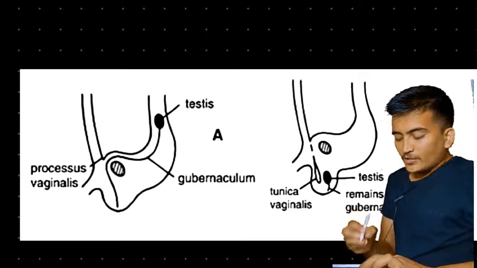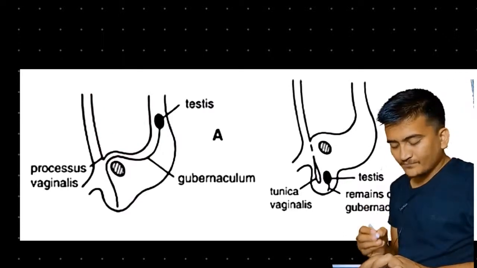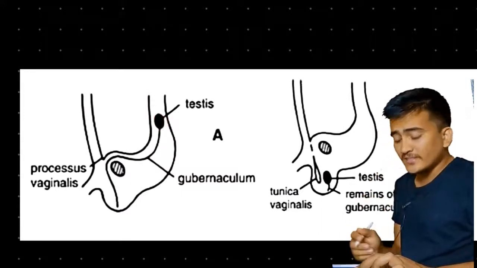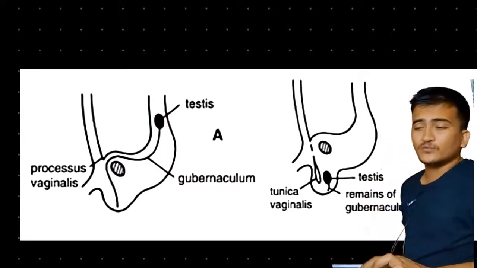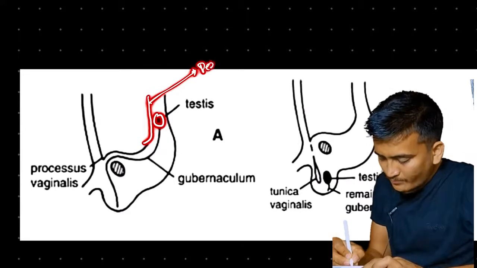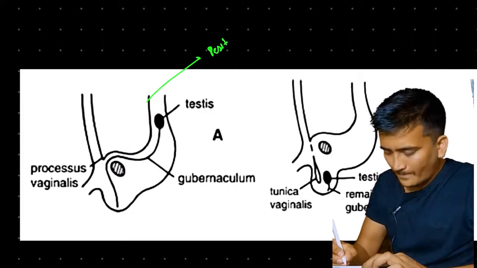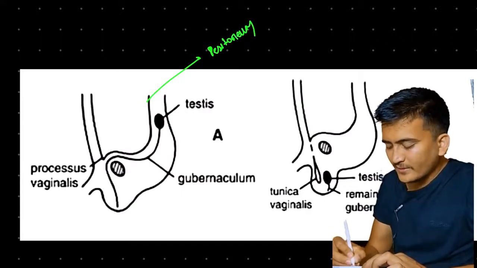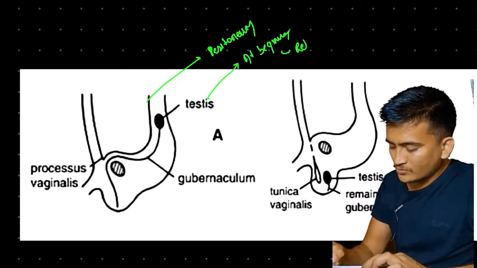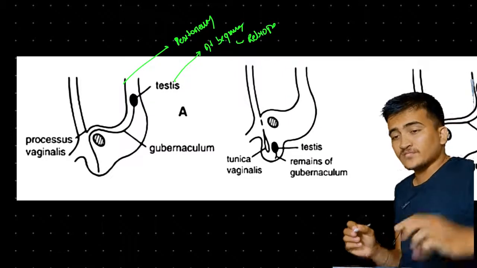Initially, as you can see, what is this? This is the peritoneum, right? Since the testis is present behind the peritoneum, initially the testis is a retroperitoneal structure. You can see it is present behind the peritoneum. Let me write it: peritoneum, right? And this testis at the beginning is a retroperitoneal organ.